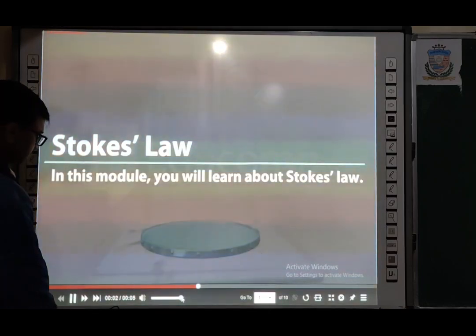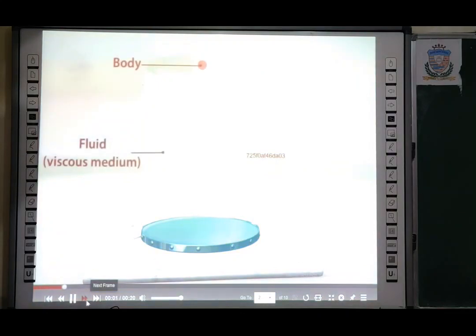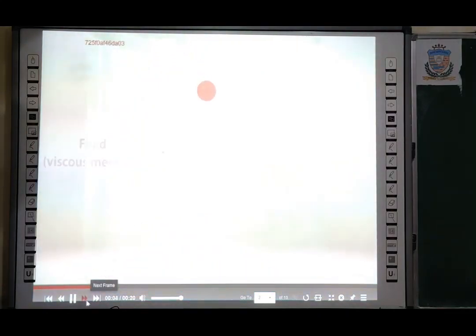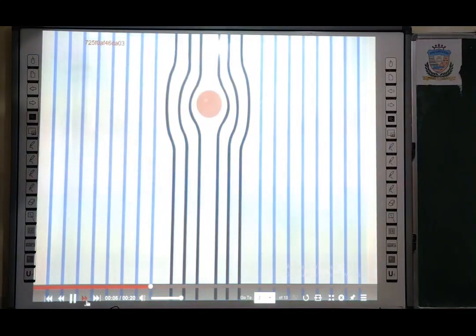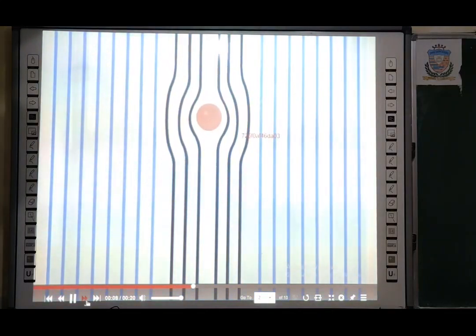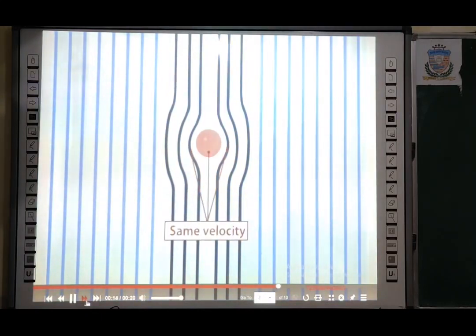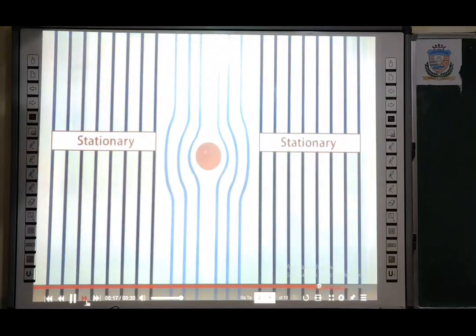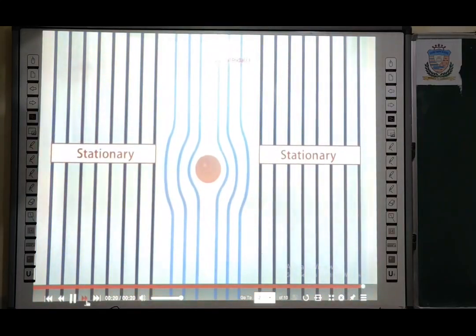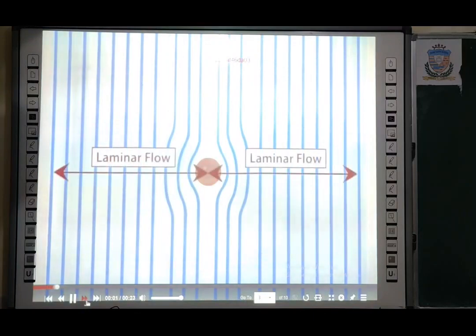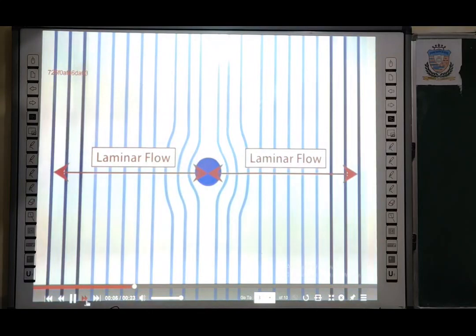In this module, you will learn about Stokes' law. When a body falls through a fluid or a viscous medium, the layer of the medium in contact with the body is dragged along with it. Hence, this layer moves with the same velocity as that of the body, but the layer far away from the body remains stationary. Thus, a laminar flow is generated in the region between the body and the layer which is far away from it. As a result, the body experiences a retarding force.